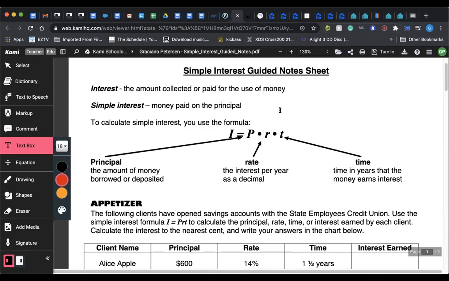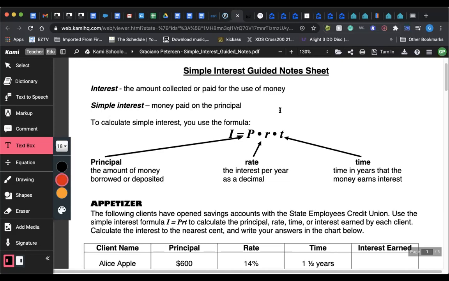Okay. Well, simple interest is basically the formula that is used on basic loans and with your basic savings account. You're earning what is called simple interest. So what we're going to do today is learn how to calculate that simple interest, okay?